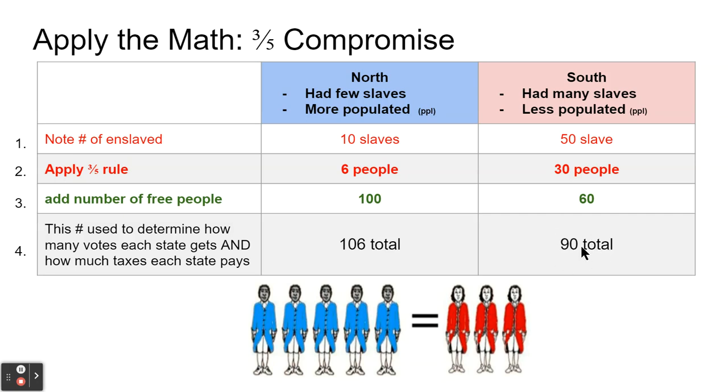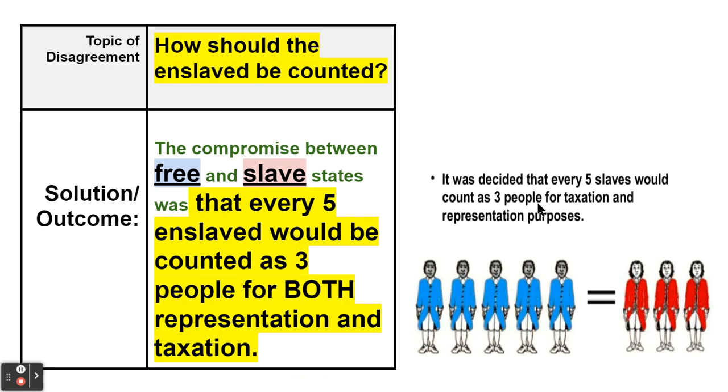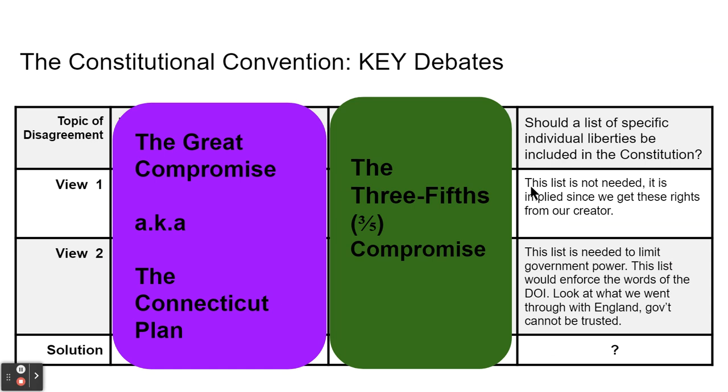Okay, and they would not only count this for votes, but these final numbers, these total numbers down here, are what would also count for taxes paid to the government. Okay, so in summary, the solution or the outcome for this debate was the three-fifths compromise.